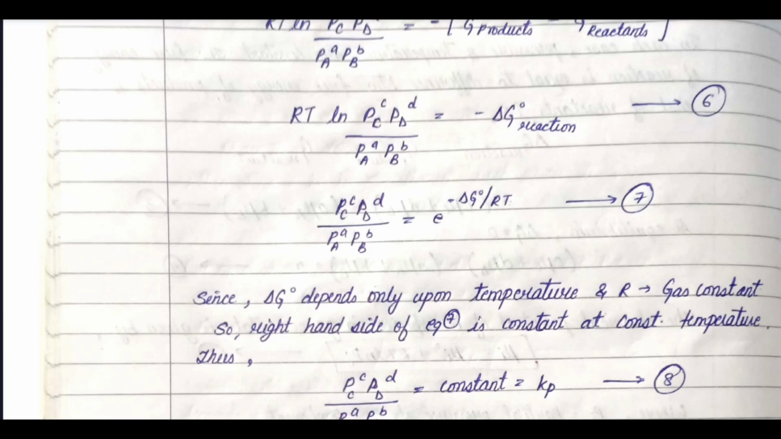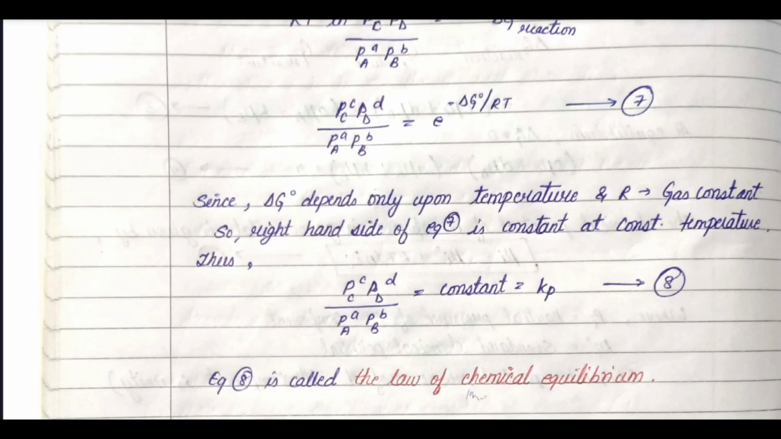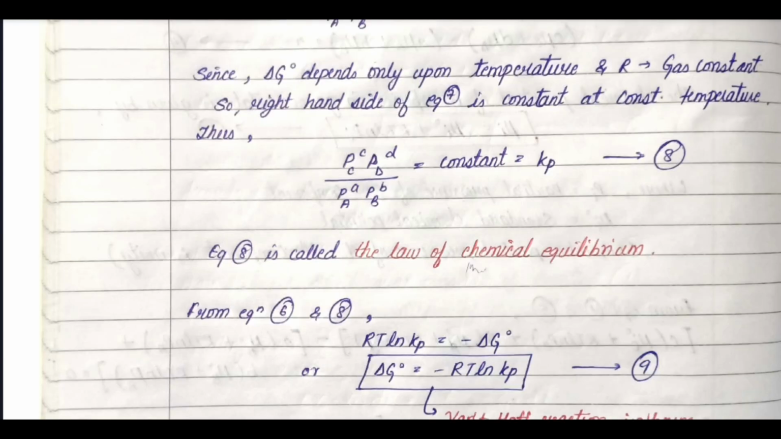So PC^c PD^d over PA^a PB^b equals e to the power minus delta G naught by RT, equation 7. Since delta G naught depends only on temperature and R is the gas constant, the right-hand side of equation 7 is constant at constant temperature. Thus PC^c PD^d over PA^a PB^b equals a constant, Kp, equation 8. Equation 8 is called the law of chemical equilibrium.